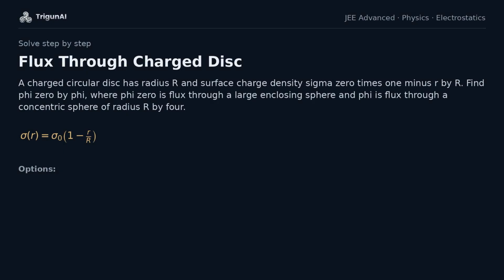A circular disk has non-uniform surface charge density, decreasing linearly with distance from the center. We need the ratio of flux through a large sphere to flux through a smaller concentric sphere of radius R by 4. Let us solve step by step.